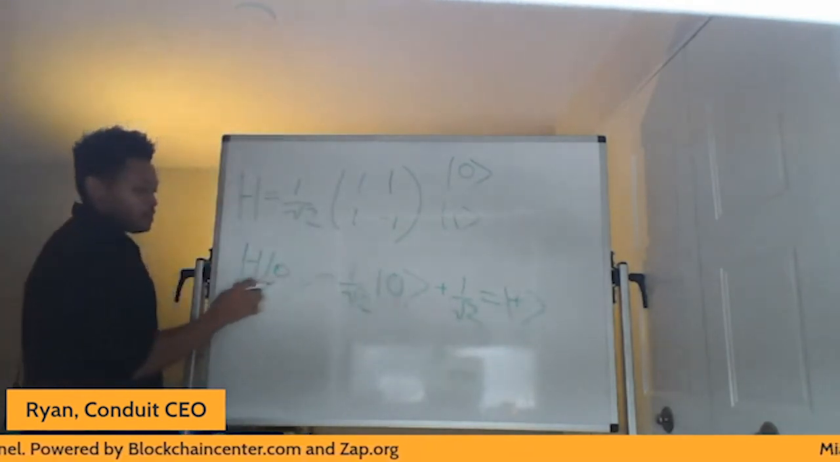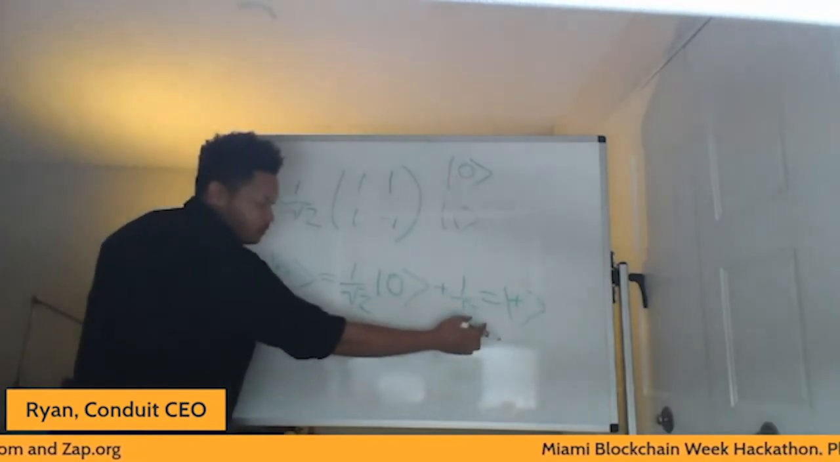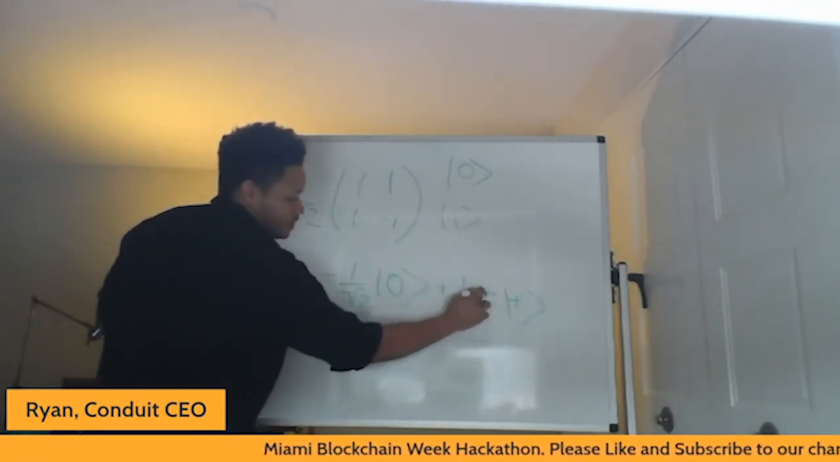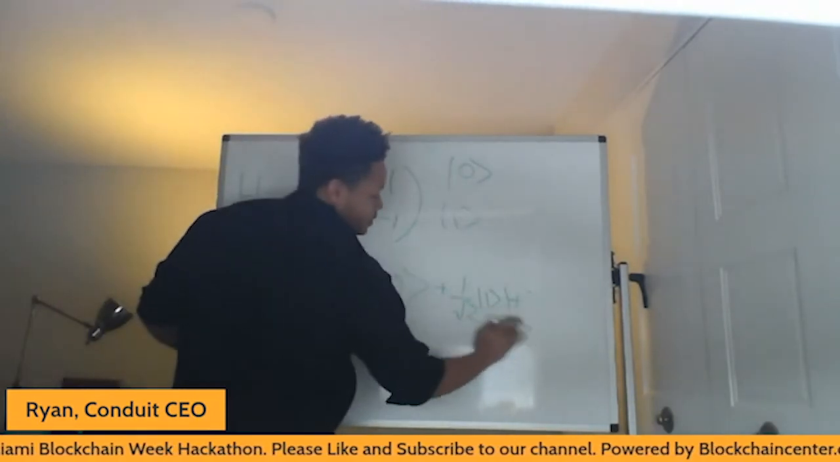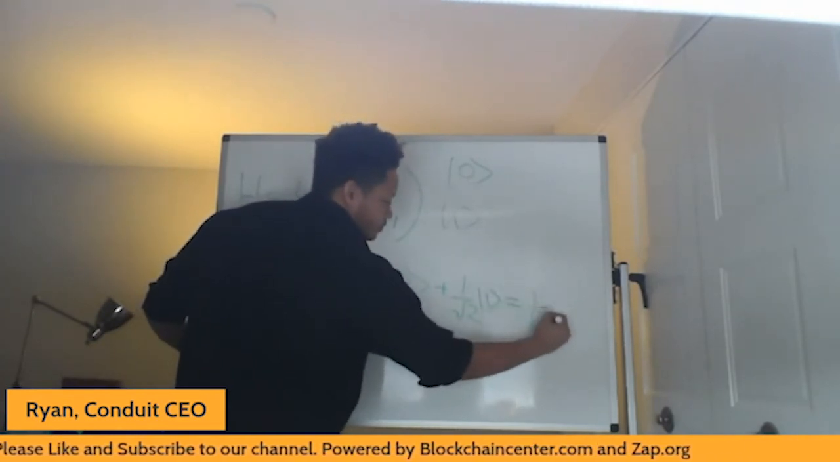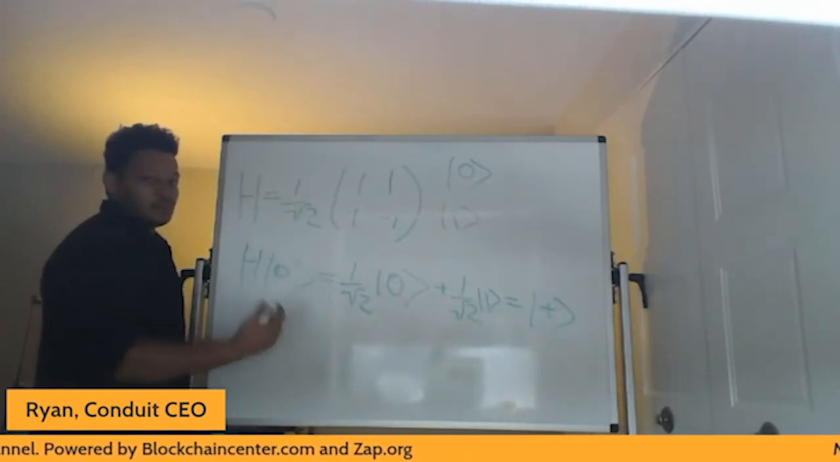And so this is a Hadamard gate. If you notice, you've got a 0 and you've got a 1. Oops, something's missing here. You draw this part. And so you've got a 0 and you've got a 1. So this is now officially in a superposition.